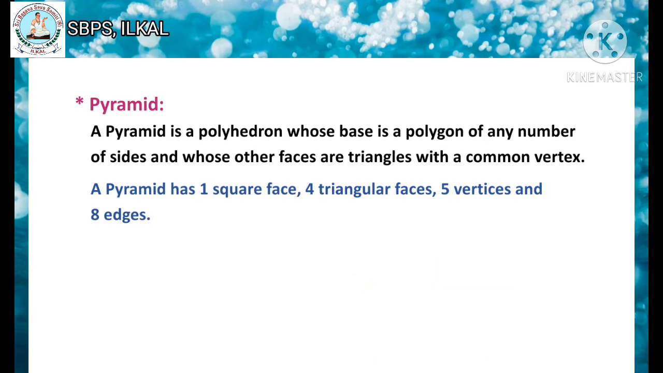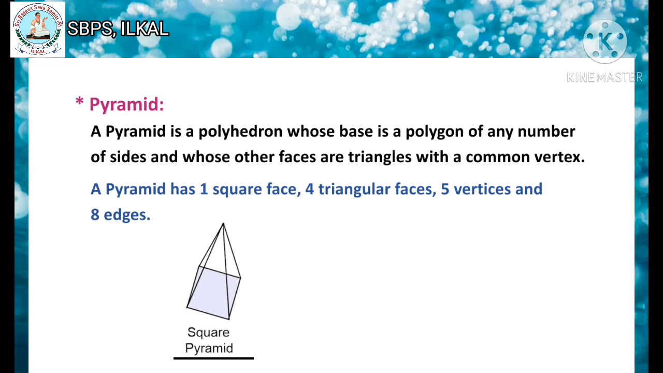The next point, that is pyramid. A pyramid is a polyhedron whose base is a polygon of any number of sides and whose other faces are triangles with a common vertex. For example, a pyramid has 1 square face, 4 triangular faces, 5 vertices and 8 edges. Means it is a square pyramid.